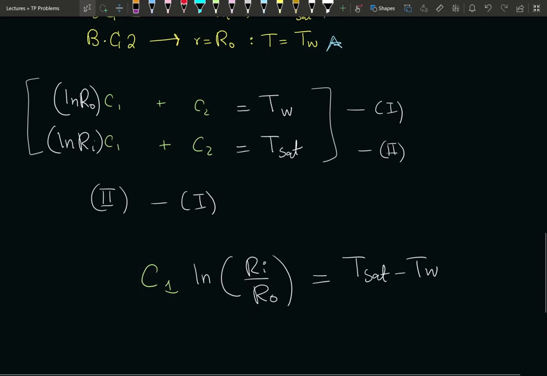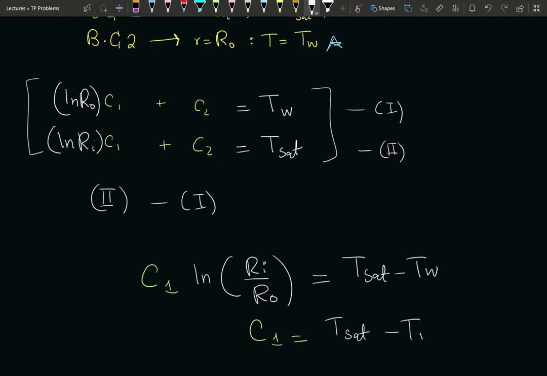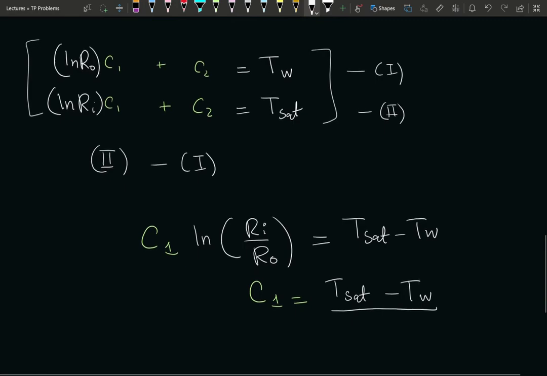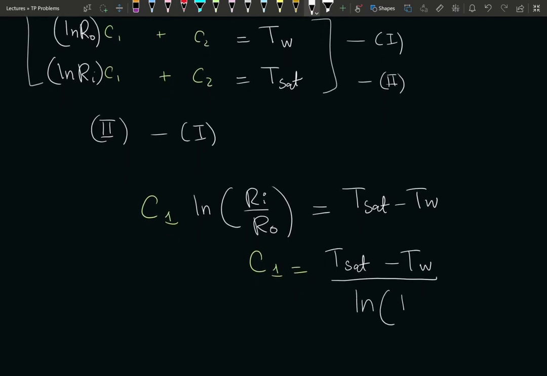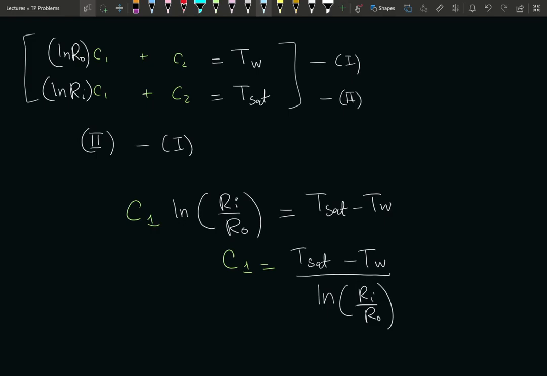All right, we have our C1, and that's just the overall temperature difference divided by the logarithm of the ratio of inner and outer radius. Cool. And using this result, you can just find C2.